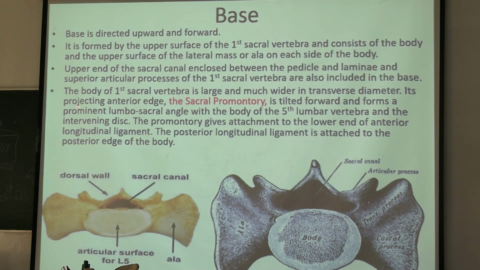So the anterior edge of the body of the first sacral vertebra is prominent and projecting forward, that is known as the sacral promontory. It is tilted forward and forms a prominent lumbosacral angle with the body of the fifth lumbar vertebra and the intervening disc. The promontory gives attachment to the lower end of the anterior longitudinal ligament, and the posterior longitudinal ligament is attached to the posterior edge of the body. Here is the anterior longitudinal ligament, here is the posterior longitudinal ligament.